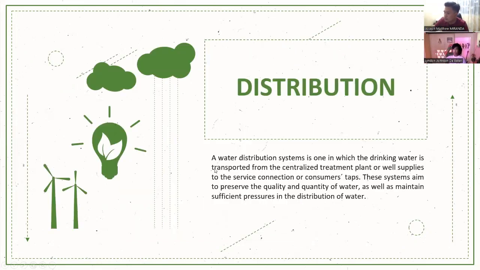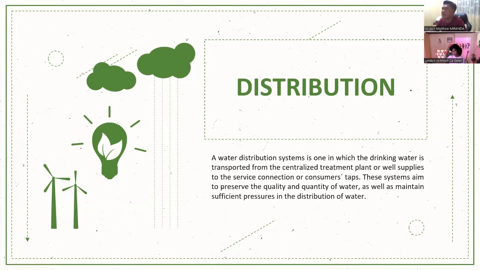So distribution. A water distribution system is one in which the drinking water is transported from the centralized treatment plant or well supply to provide service connection or consumer taps. These systems aim to preserve the quality and quantity of water as well as maintain sufficient pressures in the distribution of water. So dito na na-distribute ang water.